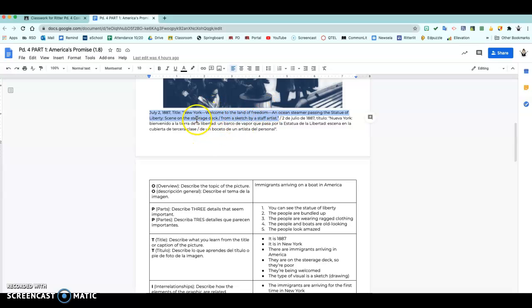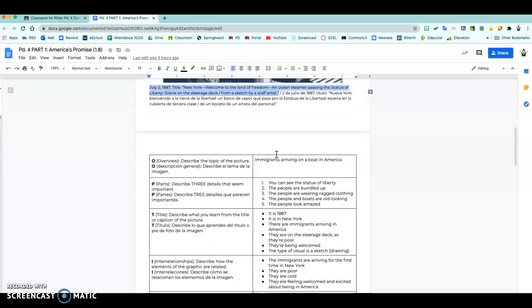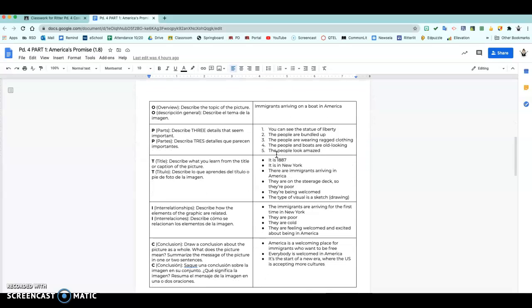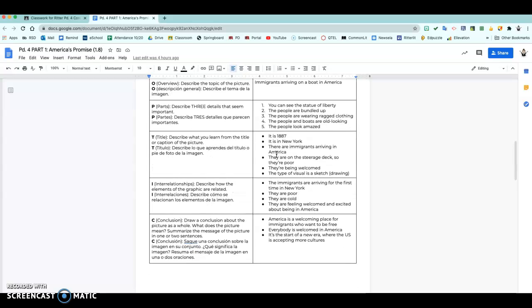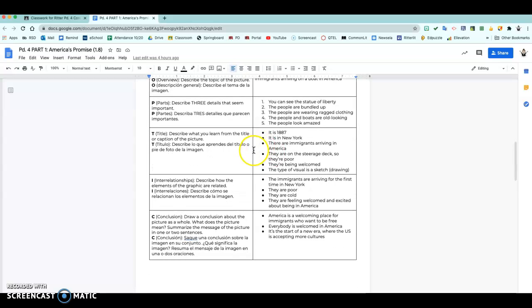We know that they're on the steerage deck. So that's another thing about location. We know they're on an ocean steamer. We know they're being welcomed. And we know that the type of visual that we're looking at is a sketch or a drawing. So again, we're looking for objective facts.